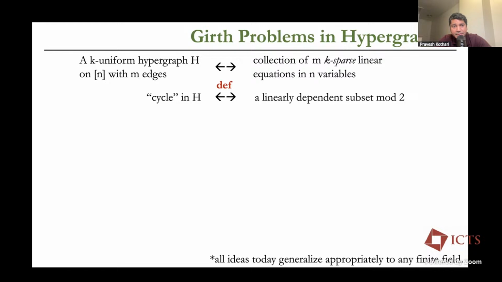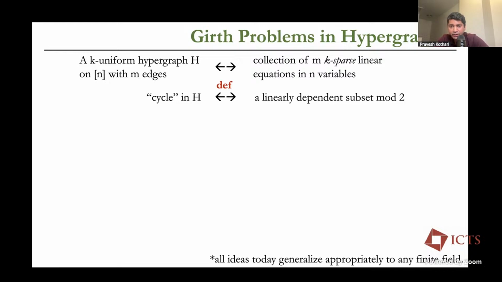So just like before, I'm going to think of a k-uniform hypergraph on n vertices as in one-to-one correspondence with k-sparse linear equations in n variables mod 2. I should mention that, even though I'm sticking with mod 2 here, everything I say generalizes to any finite field. But I'll continue to work with mod 2 just for the sake of simplicity today. So a k-uniform hypergraph is in one-to-one correspondence with a k-sparse linear system. And then you can think of a definition of a cycle in H as simply any linearly dependent subset modulo 2. I'm now forcing the correspondence by using this as a definition.